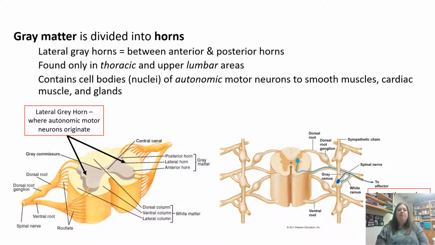Now, this gray matter is divided into those horns, but we do see that there is a lateral gray horn that's going to be between the anterior and posterior horns, but this is only found in the thoracic and upper lumbar areas of the spinal cord. These contain the cell bodies for the autonomic motor neurons, and these are going to talk to your smooth muscles, cardiac muscles, and your glands. So you're only going to find these in the thoracic region and the upper lumbar areas, and you can see it here in this picture. They're in between the anterior and posterior horns.